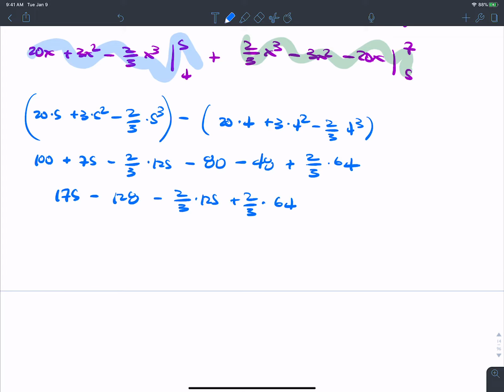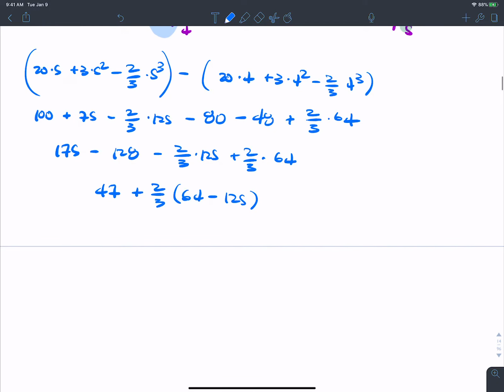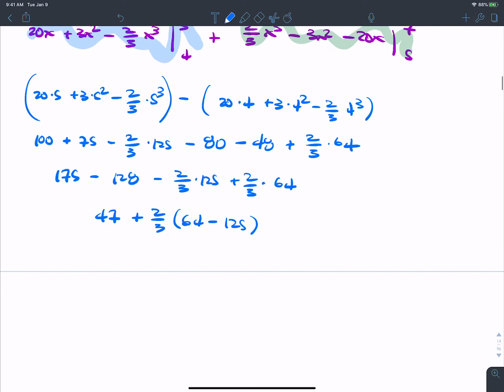Let's see what we do there. What's 175 minus 128? Is that 47? Is this 47 here for the whole numbers? Then I'm going to factor out my 2/3. I really have 64 minus 125, so what's that difference going to be? Let's get 47 plus 2/3 times negative 61. Is that right? Yeah.